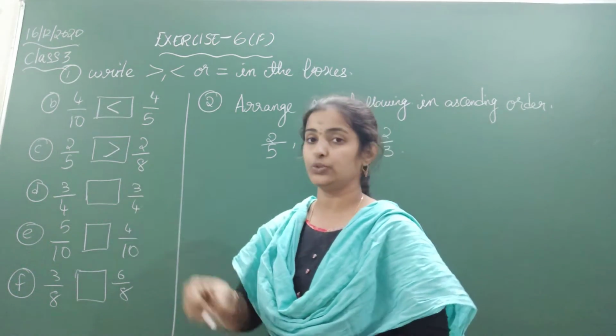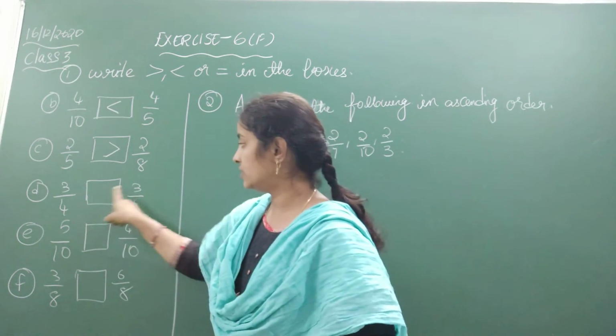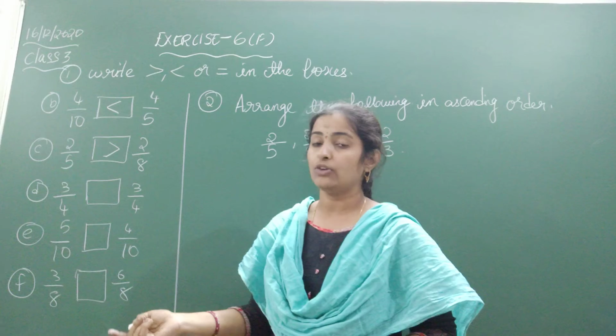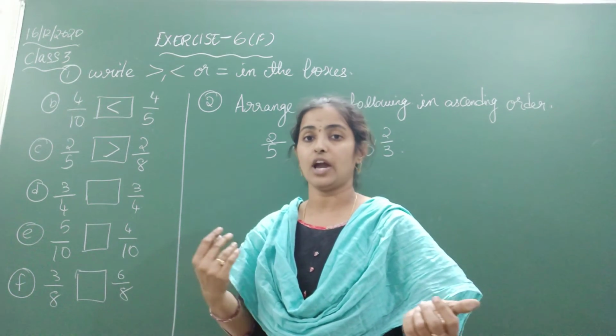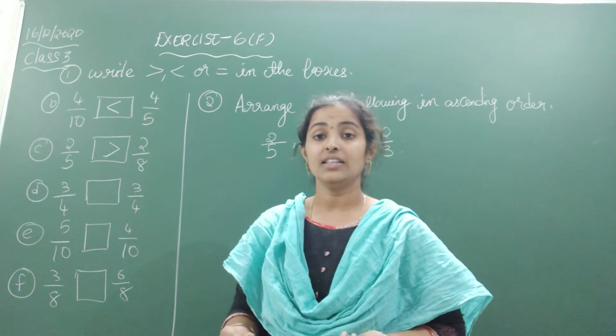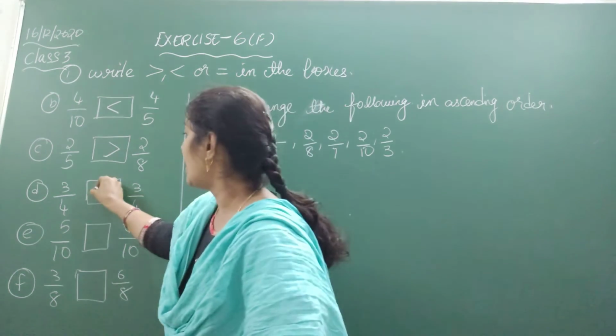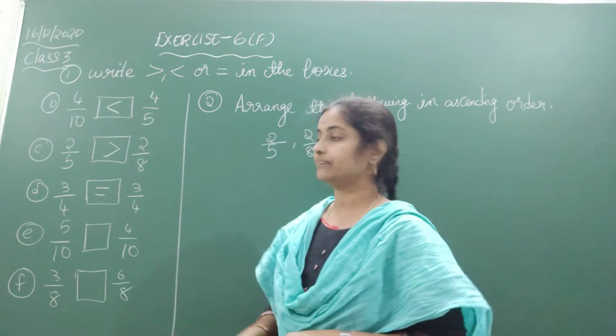Now look at the next question. 3 by 4 and 3 by 4. You have the same numerator and the same denominator, so I can say that both are equal.